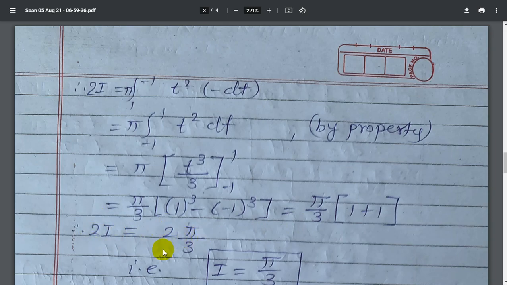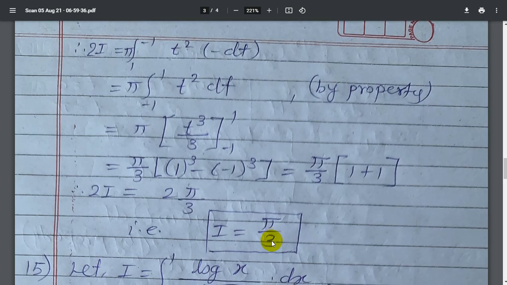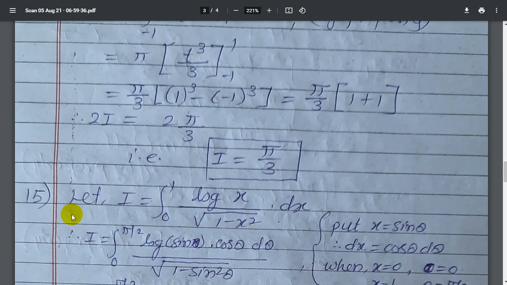So 2 cancels with 2. Therefore I equals pi upon 3. So this is the answer for question number 14: I equals pi upon 3. Now you can check question number 15.